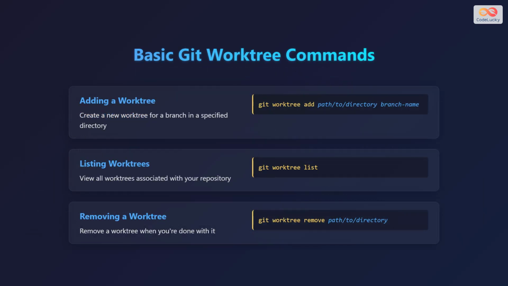Here are some basic Git worktree commands you should know. First, to add a worktree, use the command git worktree add <path-to-directory> <branch-name>. This creates a new worktree for the specified branch in the given directory. Second, to list all worktrees associated with your repository, use the command git worktree list. This will show you each worktree's path and the branch it's linked to. Third, to remove a worktree when you're done with it, use the command git worktree remove <path-to-directory>. Remember to commit or stash your changes in the worktree before removing it, or use the force flag, which we will discuss later.